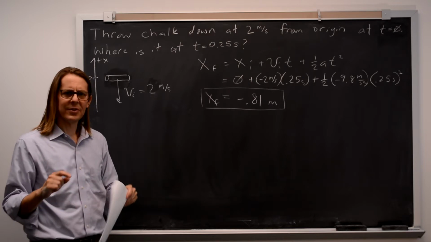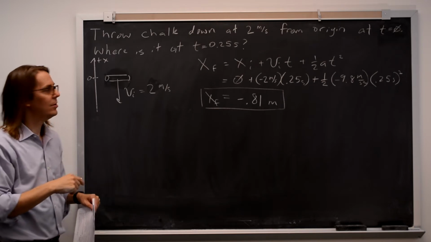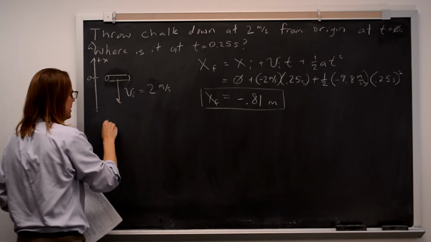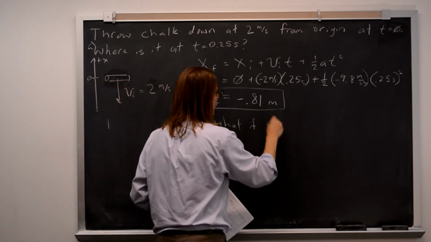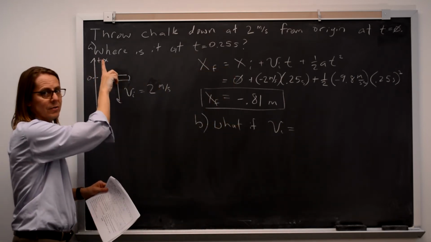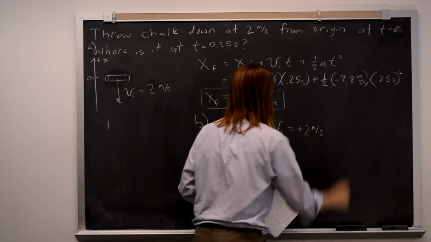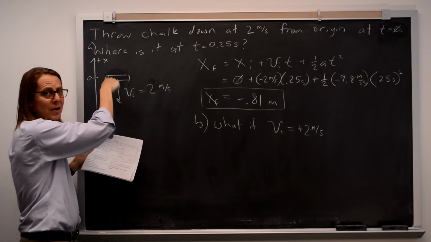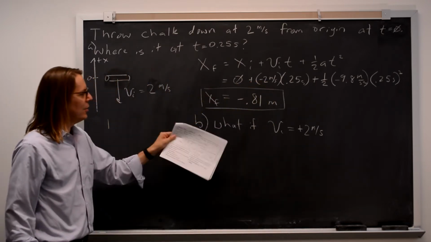Okay. Then the next part was, what if we threw the chalk up instead of down? So that's kind of like A. And B, what if v initial equals, in this case, we're saying it's positive 2 meters per second. Here it was negative, and I didn't write a negative sign here, but I pointed an arrow down, because this is just the drawing. When I plugged it in, I put negative. So now it is plus.